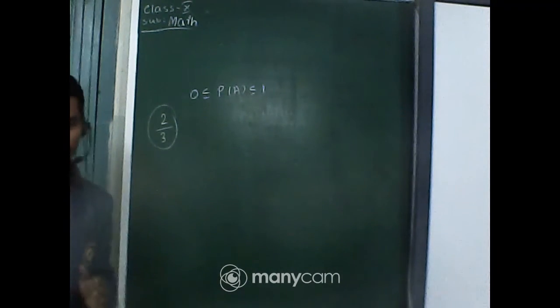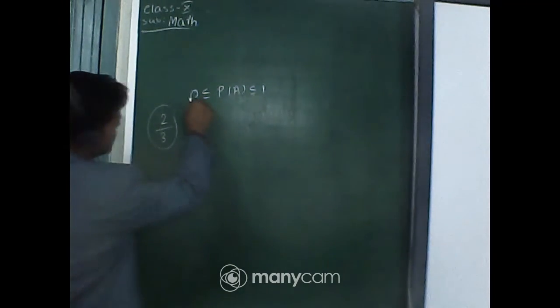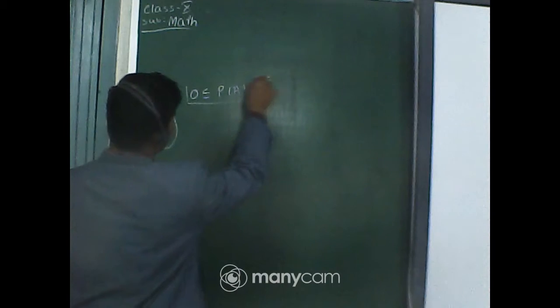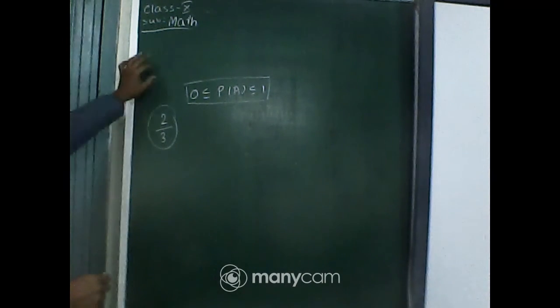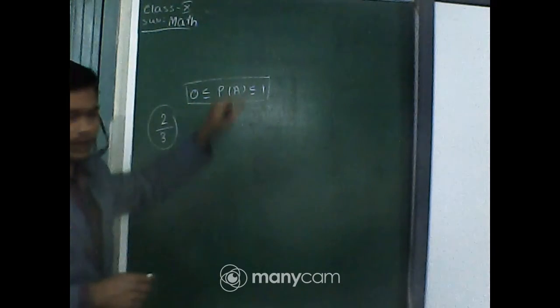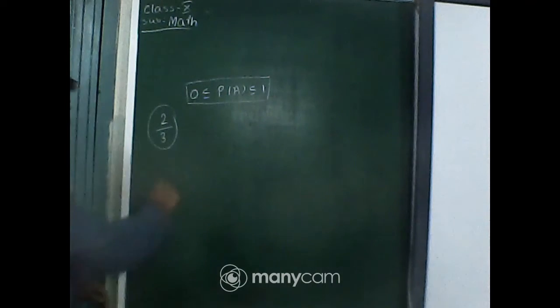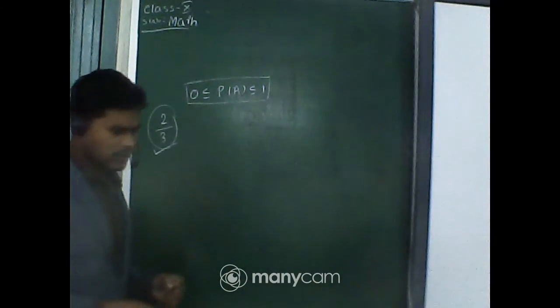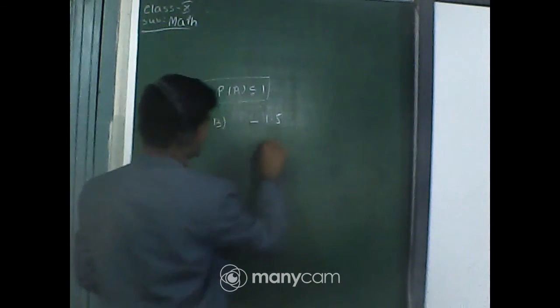Yes, it is greater than 0. Not only greater than 0, Srijan, you also have to mention it is less than 1. Because we know that the probability of an event is always greater than 0 but less than or equal to 1. And this number 2 by 3 lies in the interval between 0 and 1. This value is greater than 0 but less than 1. So that can be the probability of an event. Clear?